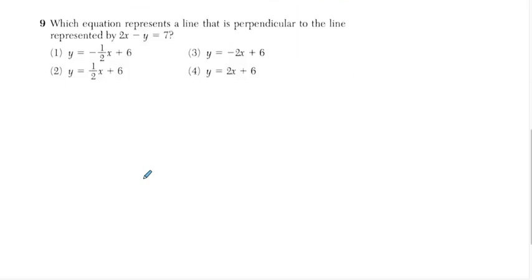All right, which equation represents a line that is perpendicular to the represented line? All right, so this we'll just first put into y equals mx plus b form. By the way, this is level 7, coordinate geo.